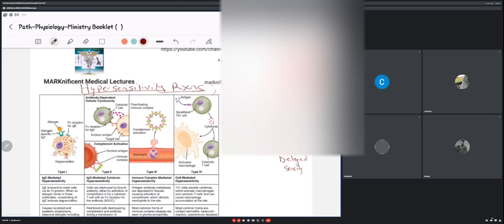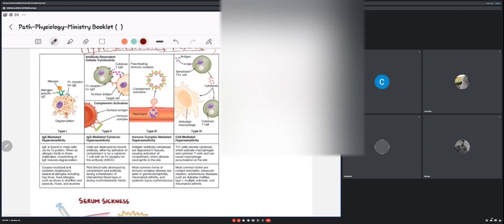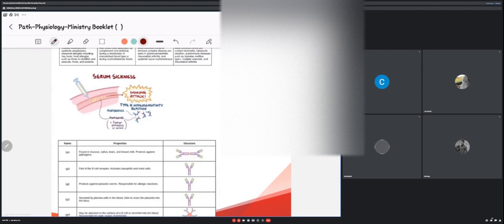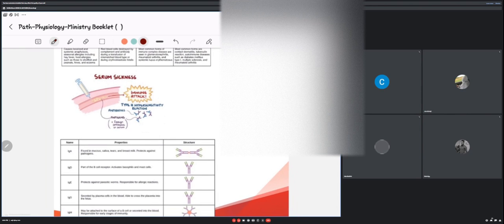So whenever you hear hypersensitivity reactions, remember the word ACID, and then arrange them in that order: 1, 2, 3, 4. Shortly, we'll look at what all these reactions are. This is the summary on this table, but we'll not go deep into that. Serum sickness, I'll leave that one for now.